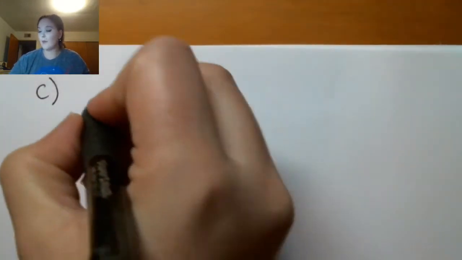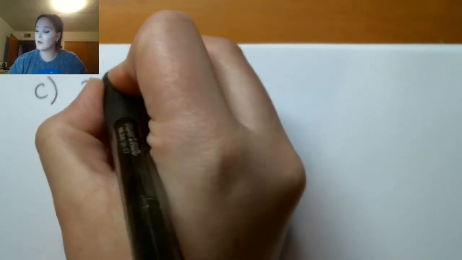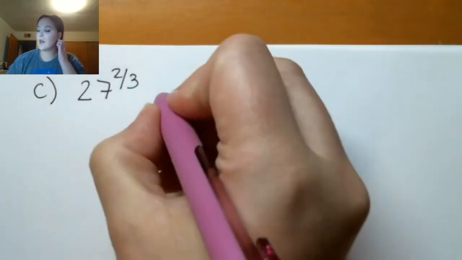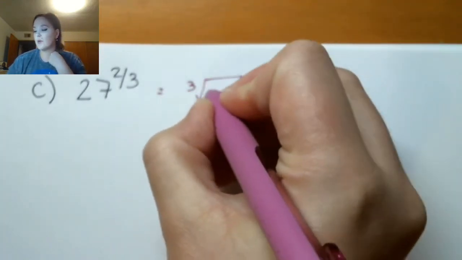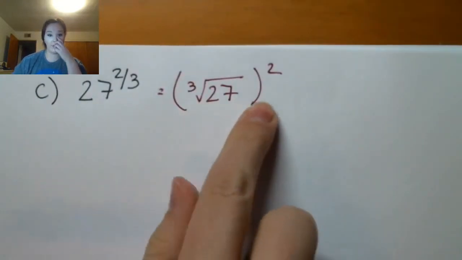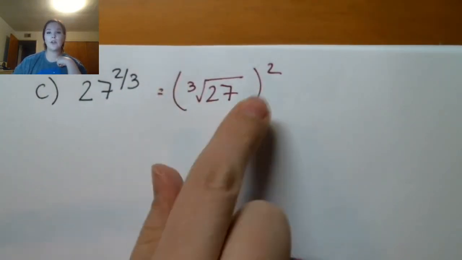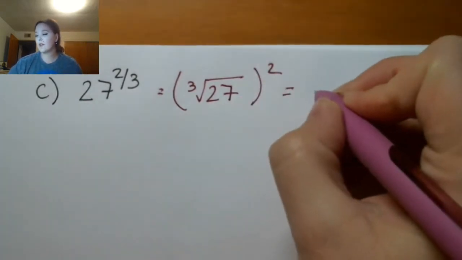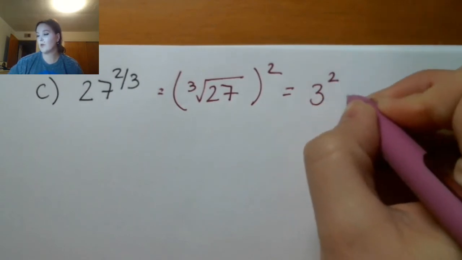Okay, so let's do a couple more of those just using the method that I think is the easier method without a calculator, okay, which is doing the root first. Okay, so I would rewrite this as the cube root of 27 squared, right? So I'm going to do the root first and then the exponent. You can use these parentheses or you can leave them out. Okay, cube root of 27 is 3. 3 squared is 9.